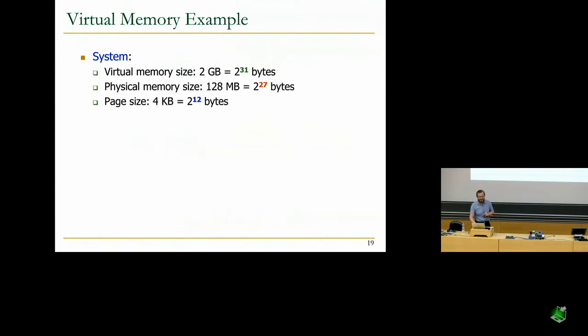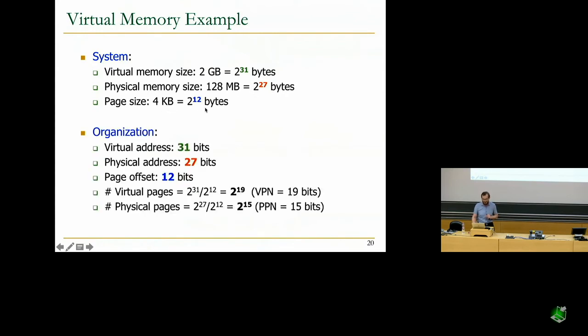Okay, let's take a look at an example. Let's assume that we have a virtual memory size that's really small by today's standards, 2^31 bytes, that's 2 gigabytes. Physical memory size is 2^27 bytes. Let's assume that our page size is 4 kilobytes, 2^12 bytes. Virtual address in this case is 31 bits. Physical address is 27 bits, obvious, right?